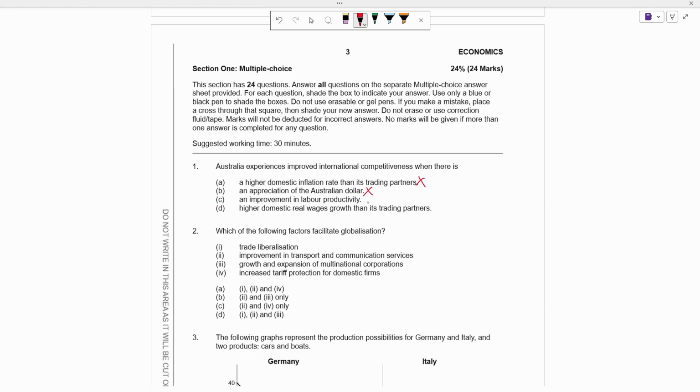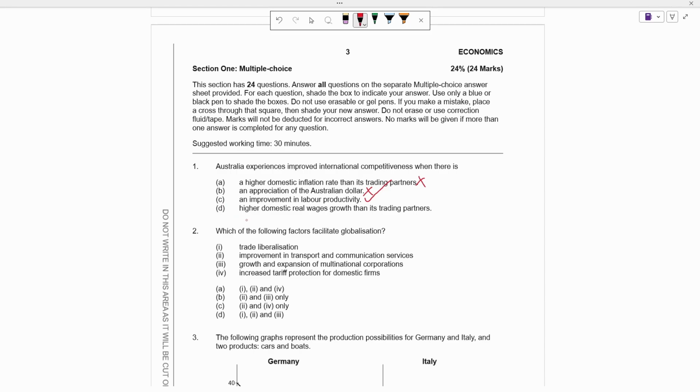C, an improvement in labor productivity. This one is correct. As the level of Australia's labor productivity increases, this means domestic firms can increase their output without an increase in inputs, therefore decreasing the cost per unit of output for these domestic firms. Thus, they can charge a lower price on their exports, which will increase Australia's international competitiveness.